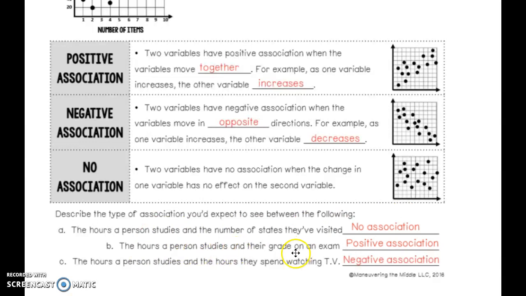The hours a person studies and the grade on their exam is typically a positive association because they're spending more time studying the content and they want to do well on the exam. The third one says the hours a person studies and the hours they spend watching TV has a negative association. And we say this because if you're watching TV, you're not studying as much. So you would have a negative association. This would have to go down to leave you more time to spend watching TV, or if you're studying a ton, you won't have the time to watch TV. So the variables go in opposite directions for this last one.